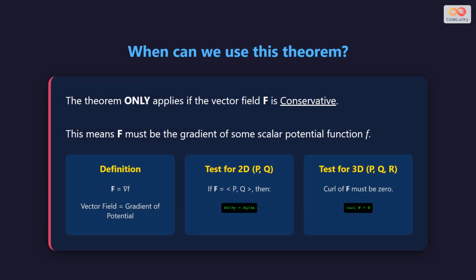However, there is a catch. This theorem only works if the vector field is conservative. This means the field must be the gradient of some scalar function. You can verify this by checking if the partial derivative of P with respect to y equals the partial derivative of Q with respect to x.